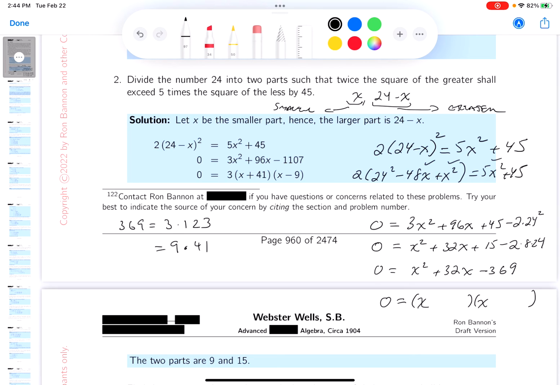Well, you'll notice 9 and 41 differ by 32. So let's write that down. 9 and 41. And what do you get there? Plus 41 minus 9. All right.